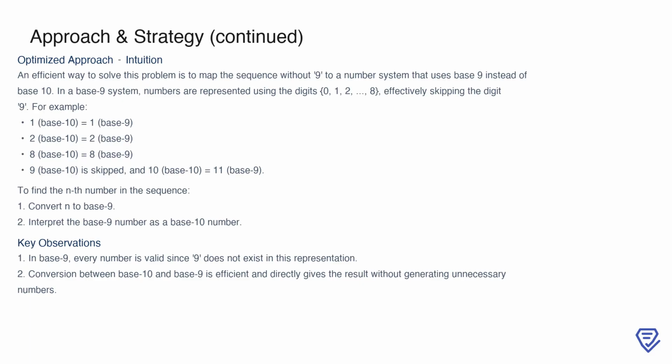However, the number 9 in base 10 is skipped entirely, and the next number, 10 in base 10, becomes 11 in base 9. This direct mapping allows us to bypass the need to check and skip individual numbers containing the digit 9. To find the nth number in the sequence, we can simply convert n into its base 9 representation and then interpret the result as a base 10 number. This approach is efficient because the base 9 representation guarantees that no invalid numbers are included. The key insight here is that by working within a base 9 system, we eliminate the need for unnecessary computations entirely and directly obtain the desired result.